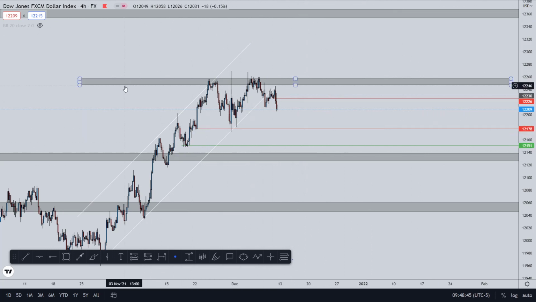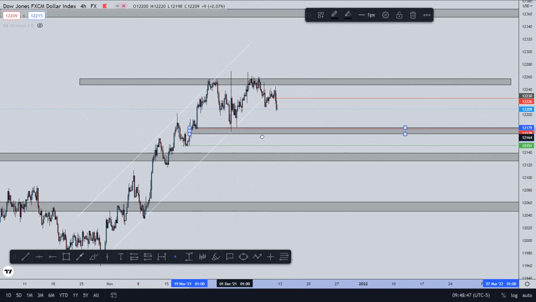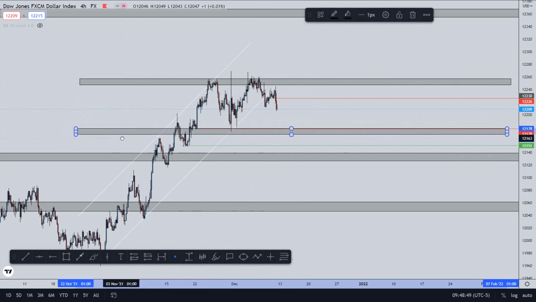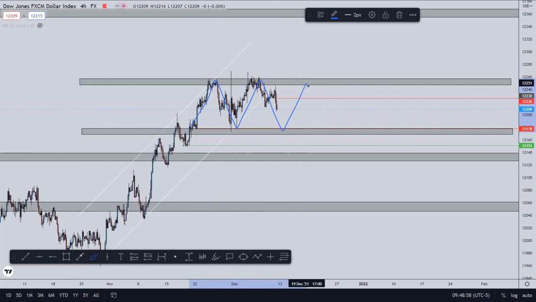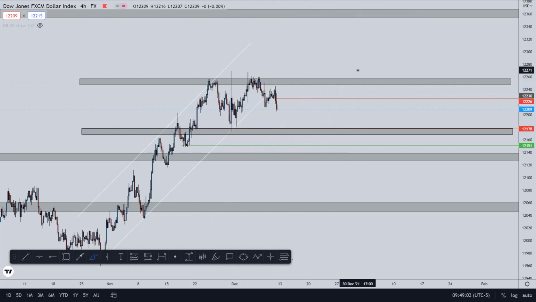If I was to draw a zone, don't want to do too much, but if I was to draw a zone like so, we do understand that now this is actually a ranging market. Buy low, sell high, buy low, sell high, as you can see. So this is what we see here currently on the DXY. So my potential target will be around this level here, the 12178 region, for price to push down to.